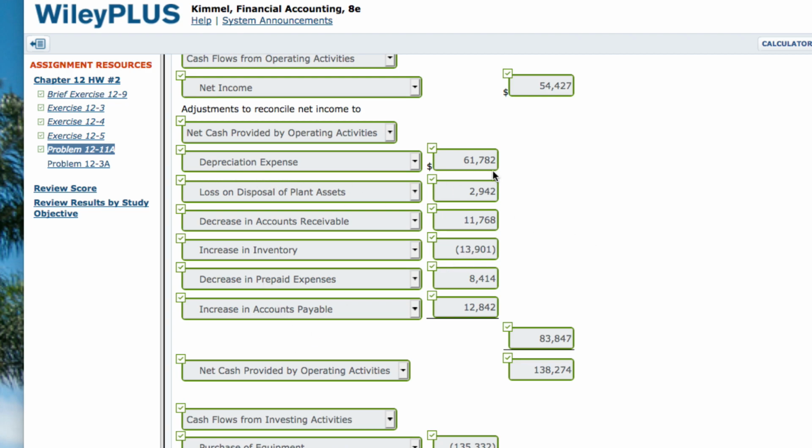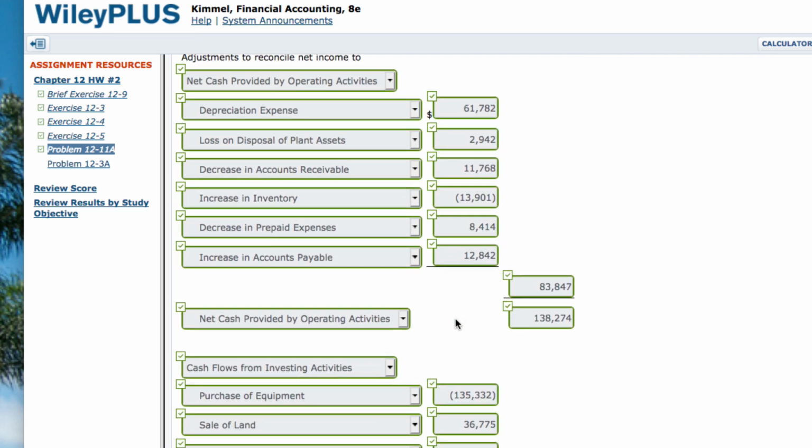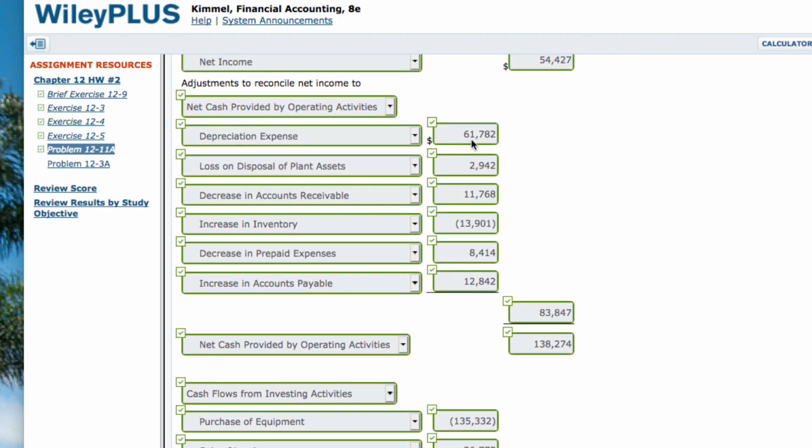Depreciation expense. The information came from operating expenses. Number one, the first one, $61,782. Next, we have loss on disposal. Now, real quick here. Depreciation expense and depletion expense, and I think there are some other expenses, are added back into the net income.